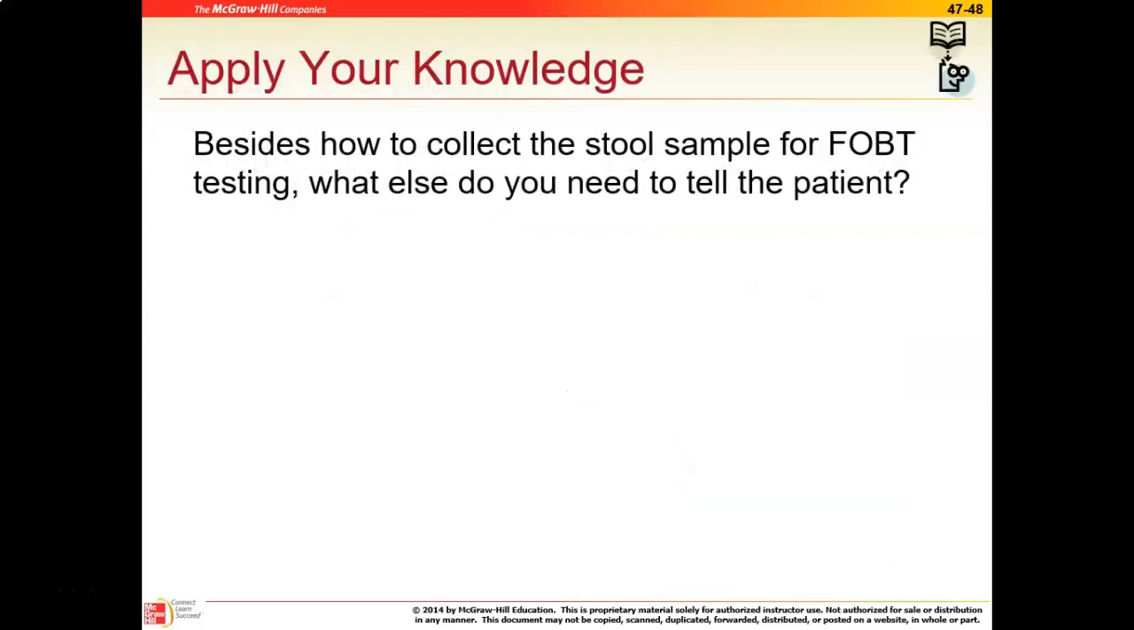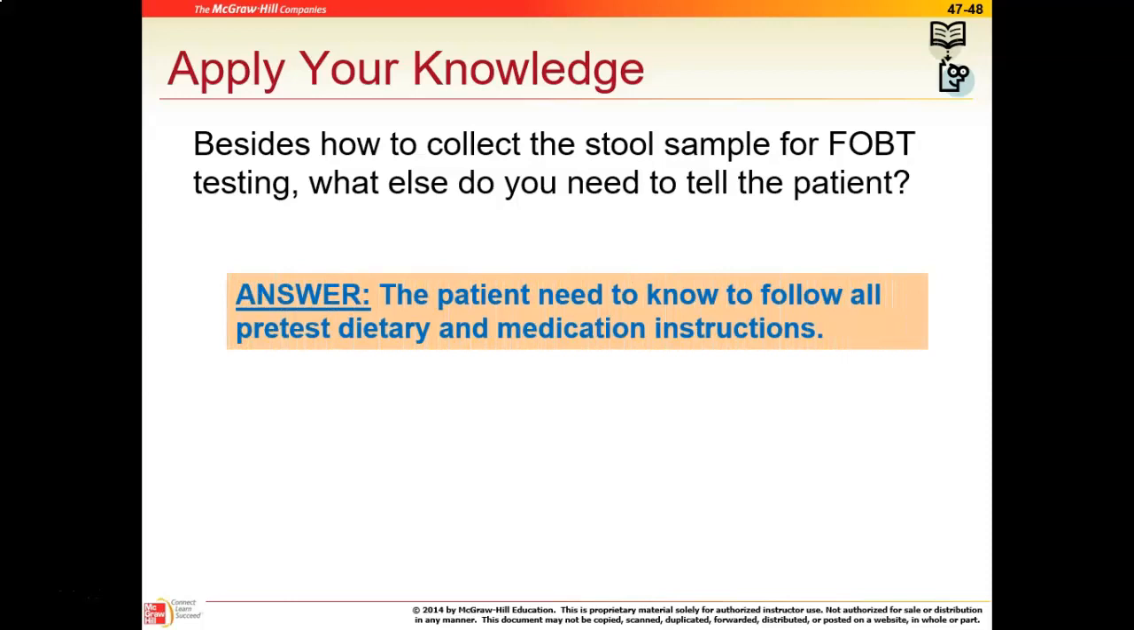Last question. Besides how to collect the stool sample for FOBT, fecal occult blood test, or stool guaiac, what else would you need to tell the patient? Okay, and so we'll talk about this in class a little bit because I'm going to send you home without instructions, and you guys are going to have to figure it out, and then we'll talk about why it's important for patients to have all of the pre-test instructions. But remember, there are dietary restrictions with red meat, and there are medication restrictions with aspirin and Advil and Motrin and aspirin derivatives. Okay, so that kind of ends this particular chapter.